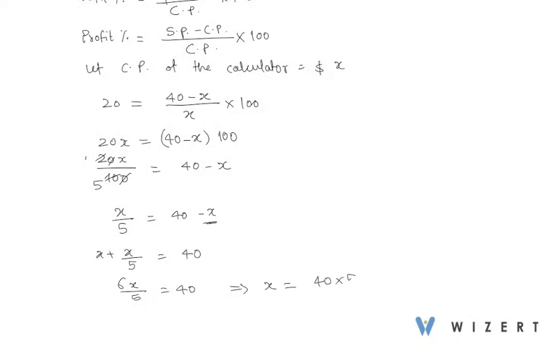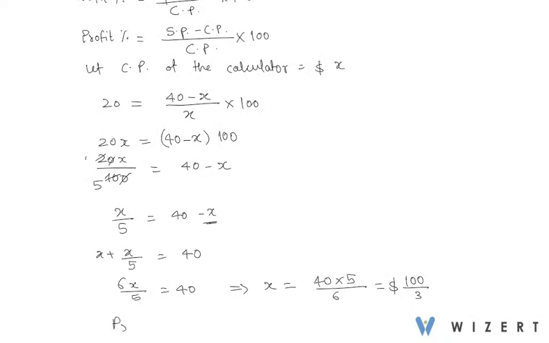40 into 5 divided by 6. So that is equal to 100 by 3. So we get cost price as 100 by $3. We have not simplified it because we are yet to calculate profit. So let's calculate profit first and then we'll simplify.